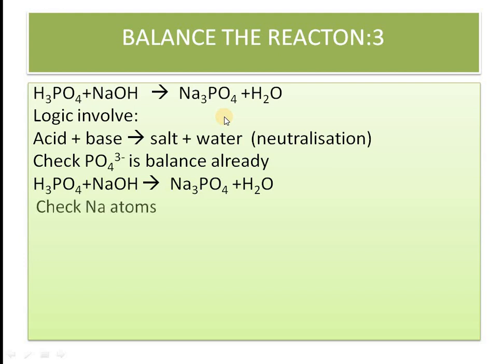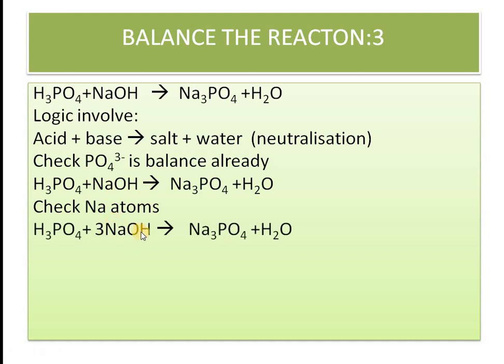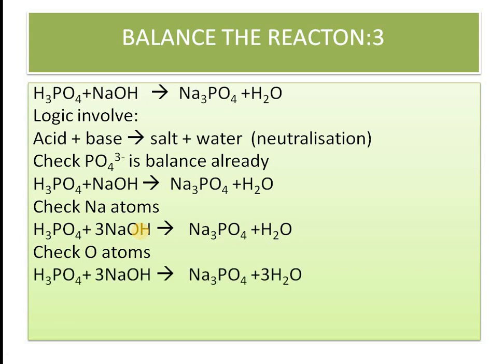So now we can go with sodium. How many? 1 here, 3 here, so you can multiply by 3. This way you can balance. Now sodium is balanced, phosphate is balanced. Now you check oxygen and hydrogen. Once we check oxygen and hydrogen, we can multiply as per the required quantities, 3 water. Now the reaction is balanced.